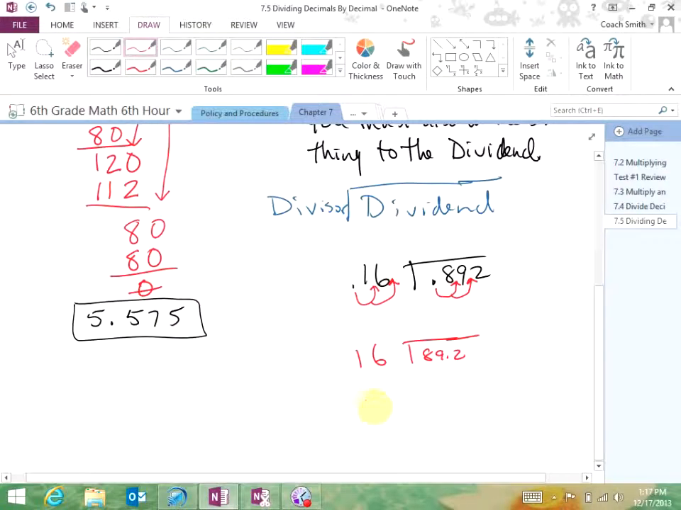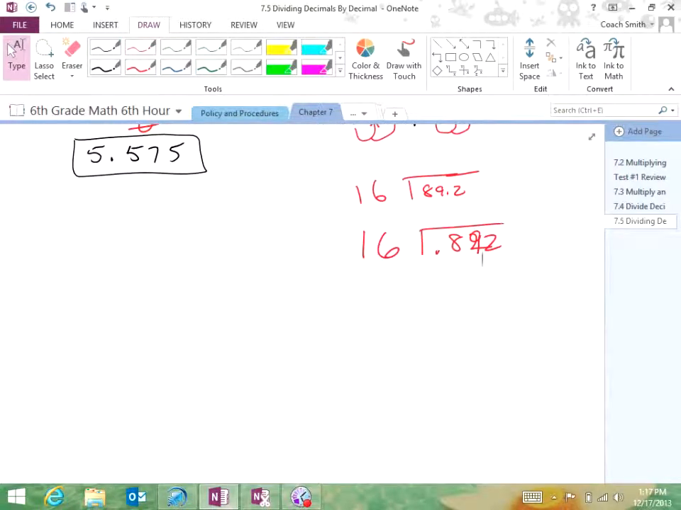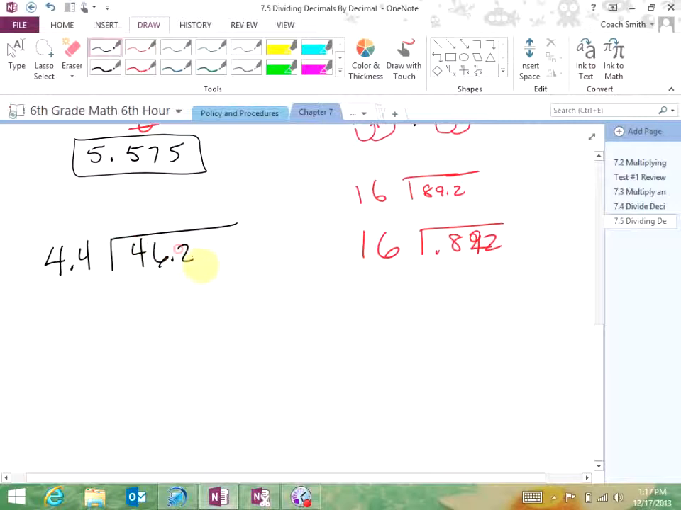Now, if it was this, like that, then you don't have to do anything because 16 is already a whole number, okay? All right, let's look at another one. Number 8 says 4.4 into 46.2.